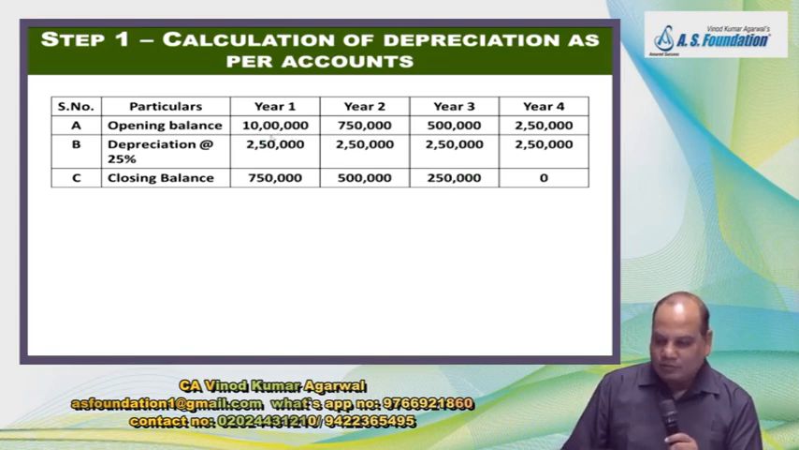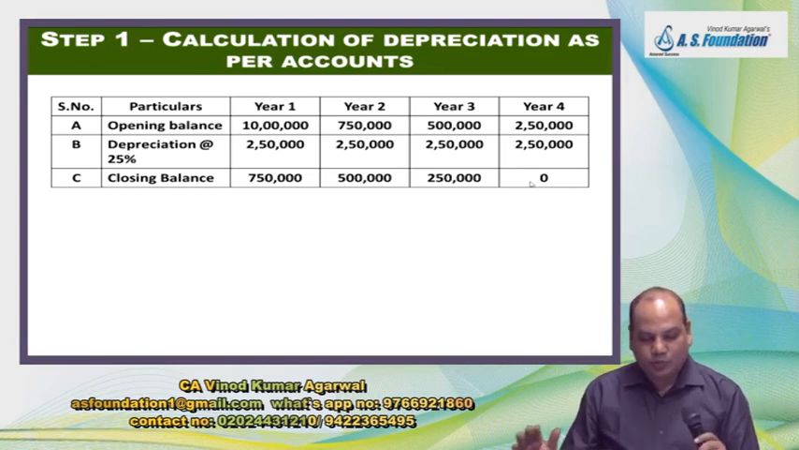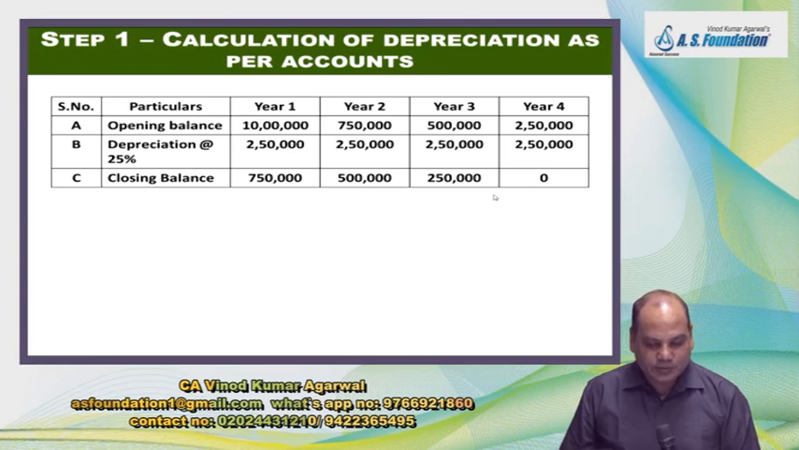So write down. Very easy without calculator. 10 lakh, 2,50,000, 7,50,000. Next year 7,50,000, 2,50,000, 5 lakh. Next year 5 lakh, 2,50,000, 2,50,000. Then 2,50,000, 2,50,000, 0. So this problem will give you a broader view of how the system works over many years.